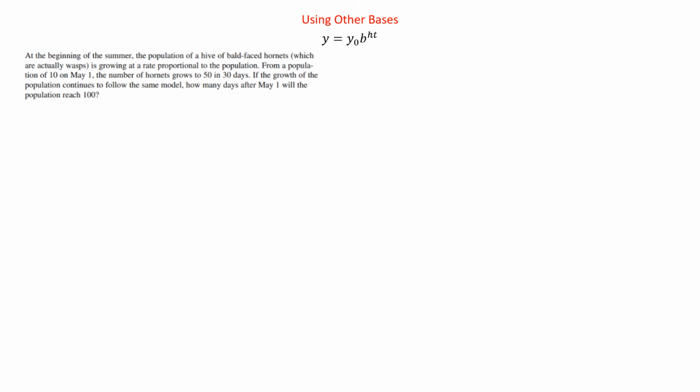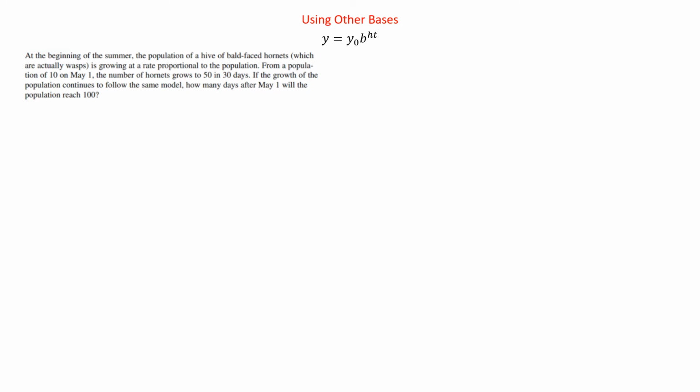So we could be looking at a hornet problem. At the beginning of the summer, the population of a hive of bald-faced hornets, which are actually wasps, is growing at a rate proportional to the population. From a population of 10 on May 1st, the number of hornets grows to 50 in 30 days. If the growth of the population continues to follow the same model, how many days after May 1st will the population reach 100?